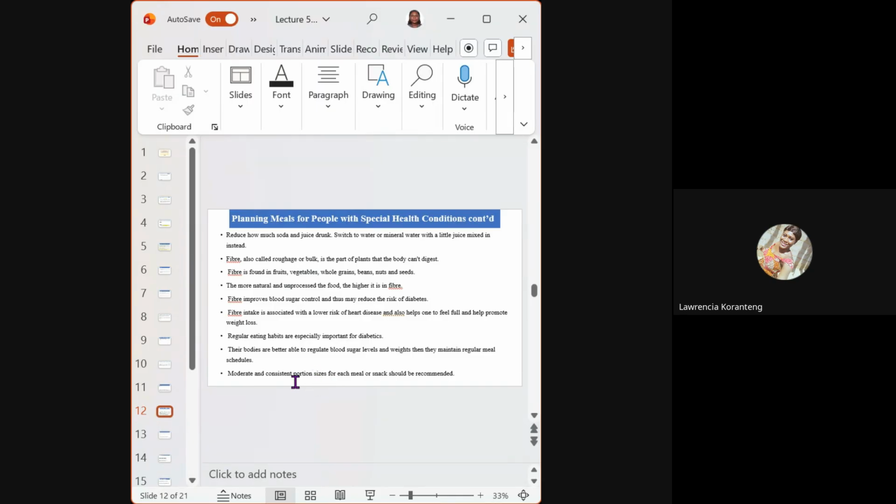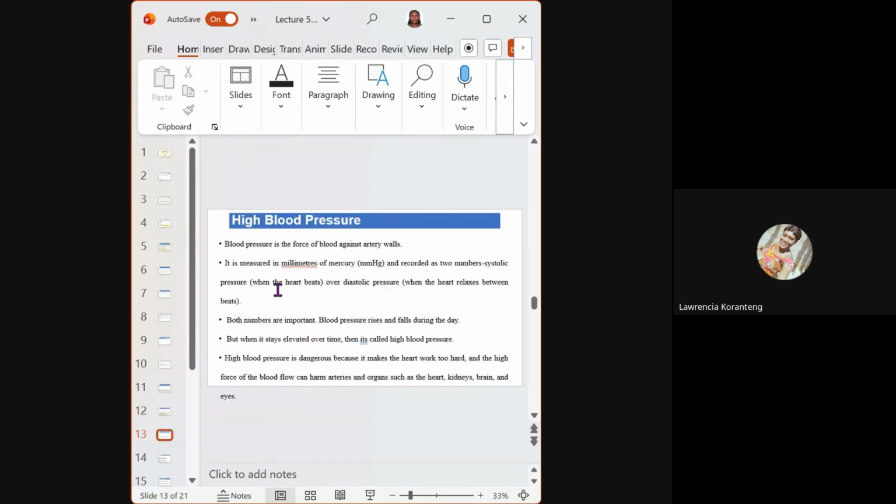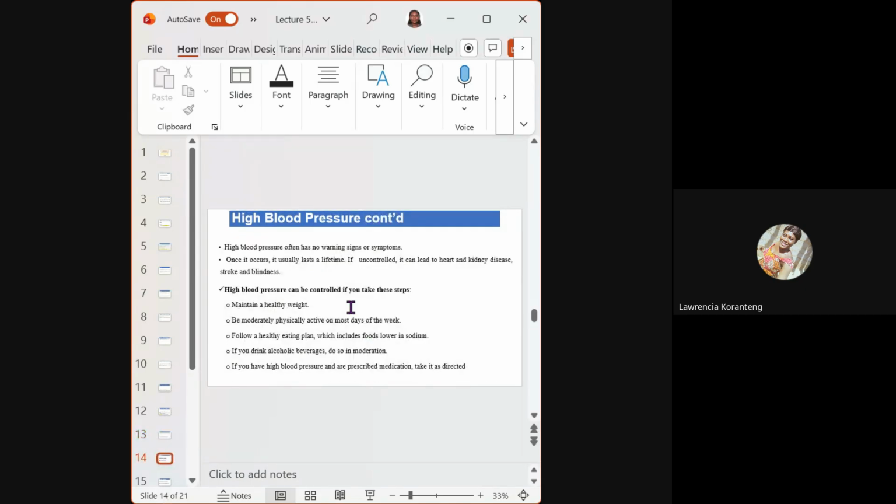Then the most important thing is that they should eat in moderation, and they should check the portion sizes, which we have done. So that is that about diabetes. High blood pressure too is there. When your systolic is above 120 and your diastolic is above 80, 90, then we are saying that you have what? High blood pressure. It is when there is force against the arterial walls, when the blood pumps with pressure. So this one we've done.